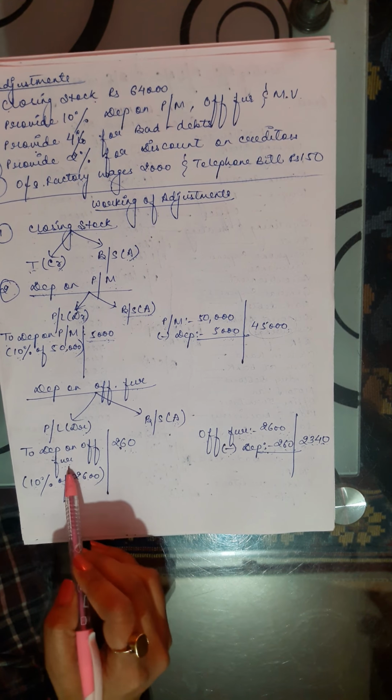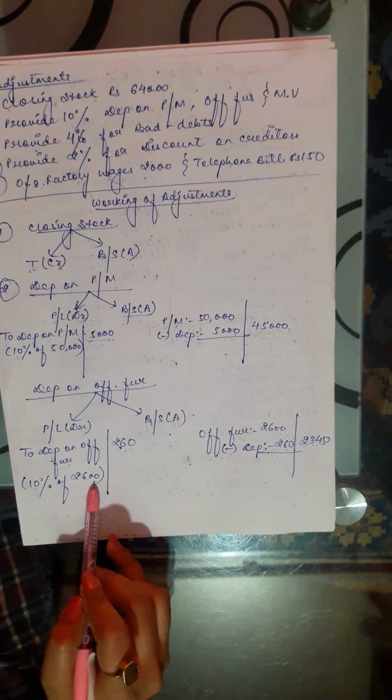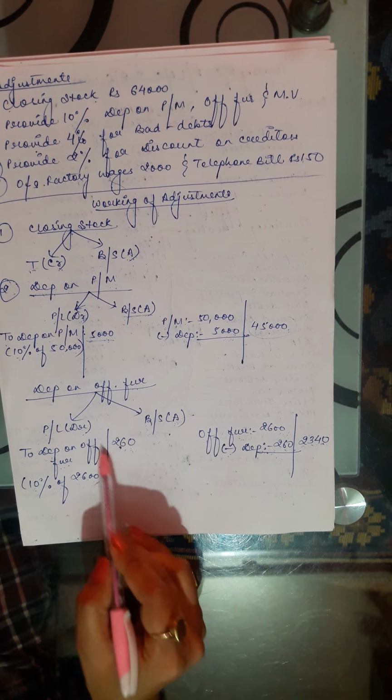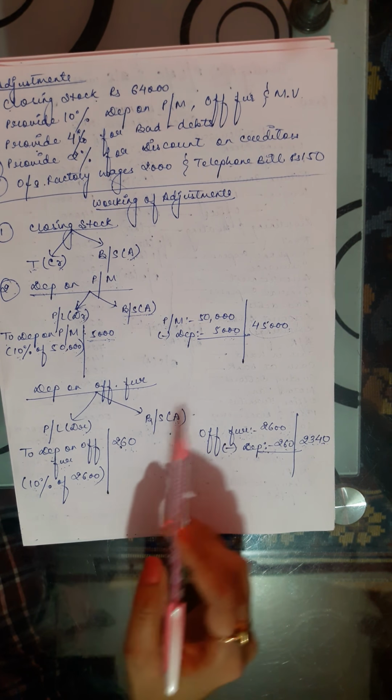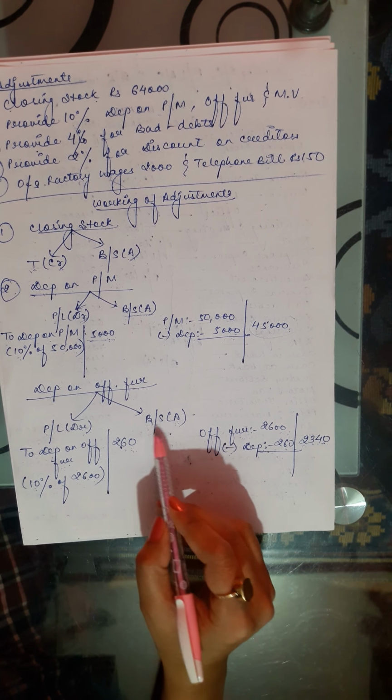To depreciation on office furniture, 10% of 2,600. That will give you the value as 260. That will be recorded in the outer column. Okay, the next it will be treated at the second place.